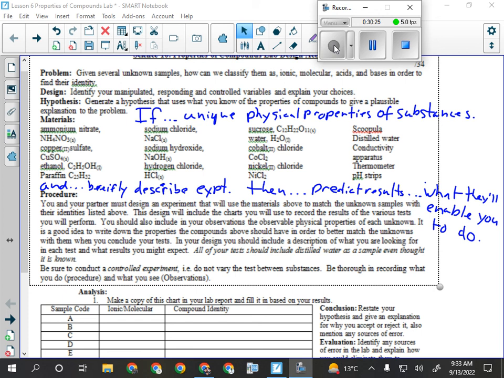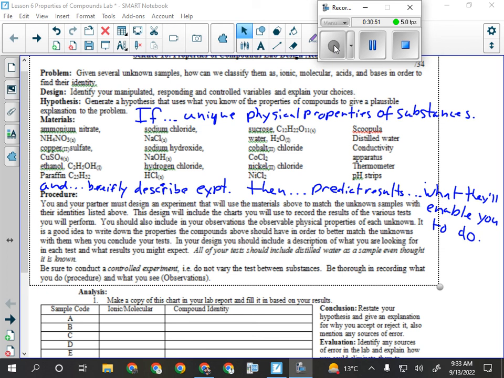Now, I want to put that thermometer in first and then add the water. How do I stir? Do I stir with this? This is not a stirring rod. This is a stirring rod, just a little glass rod. If you stir with this, you break the thermometer. Those are expensive. Glass rods, not expensive.